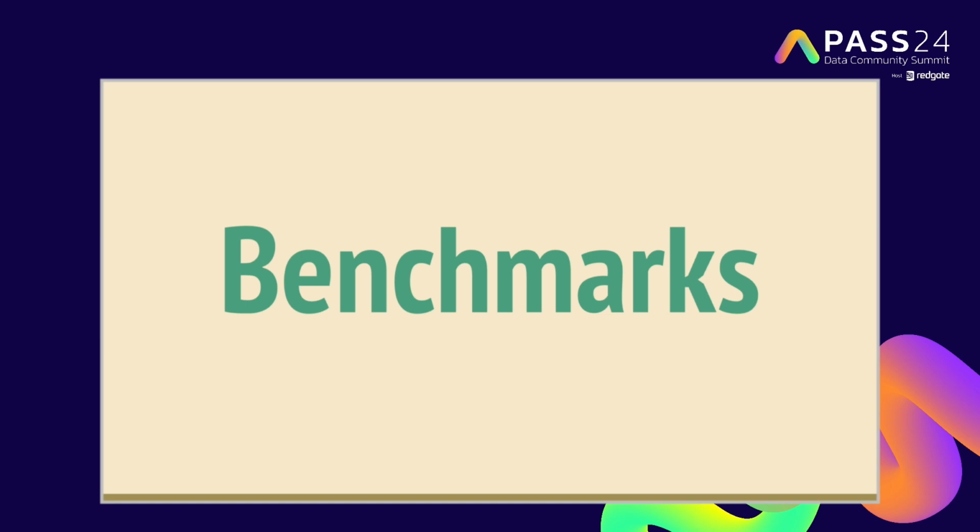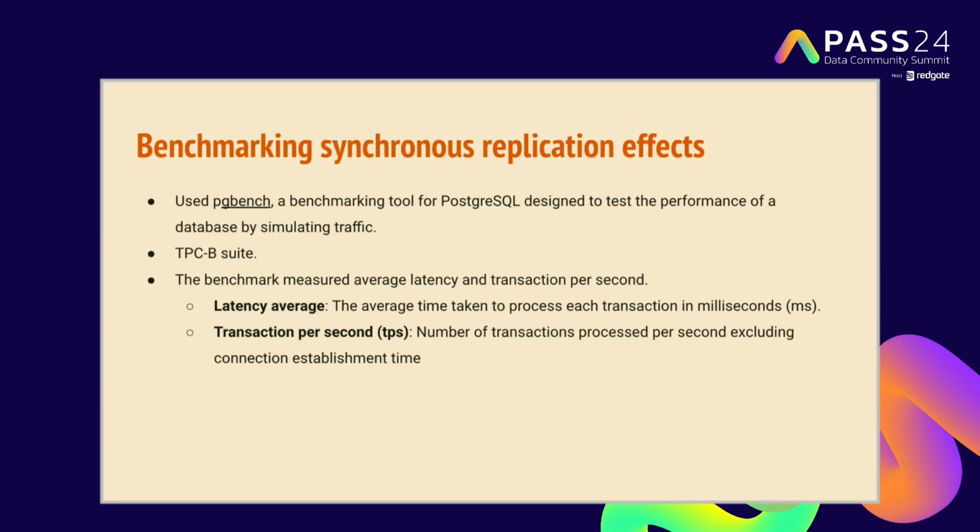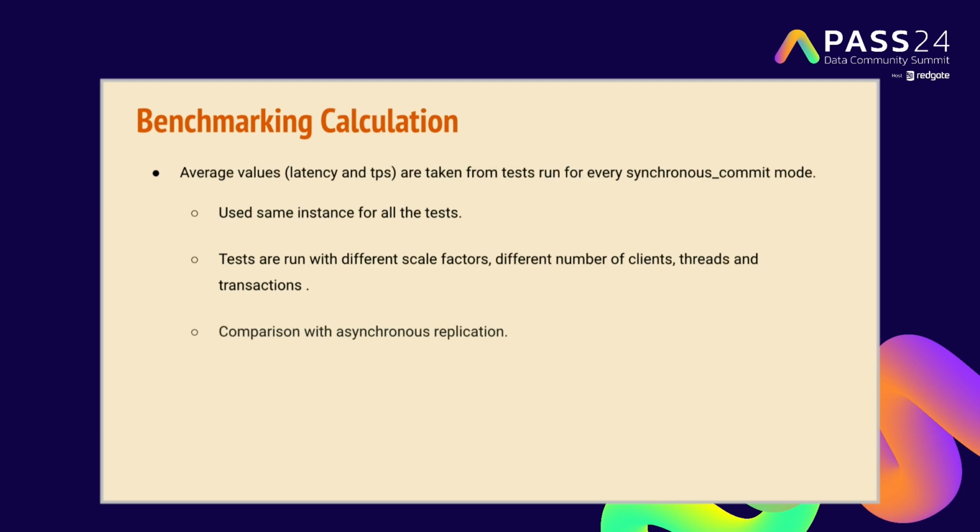So now we know that synchronous replication is going to affect write latency. We wanted to do some benchmarking to understand what the impact would be with different synchronous commit modes, and what synchronous commit mode will be appropriate for us. So we used pgbench, a benchmarking tool for Postgres, to test the performance of the database by simulating traffic. We used the TPC-B suite, and this benchmark measured average latency and transactions per second. In the benchmarking calculation, we took average values of latency and TPS for every synchronous commit mode.